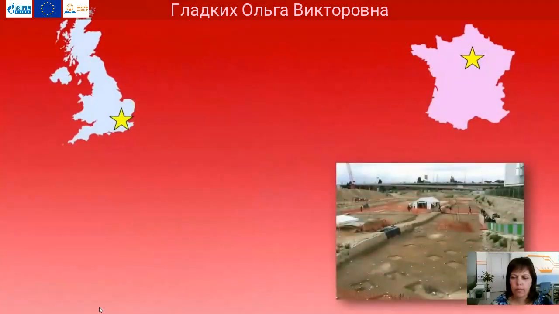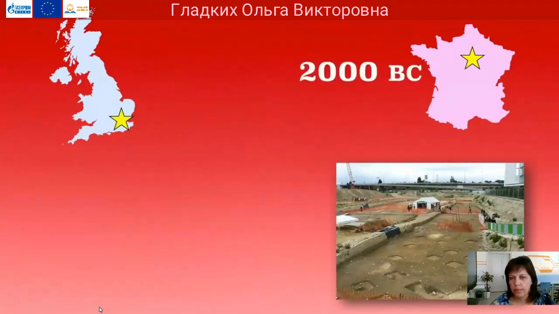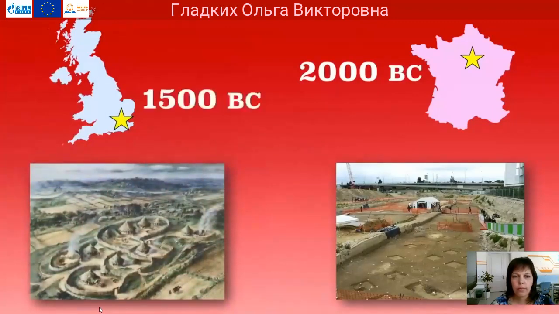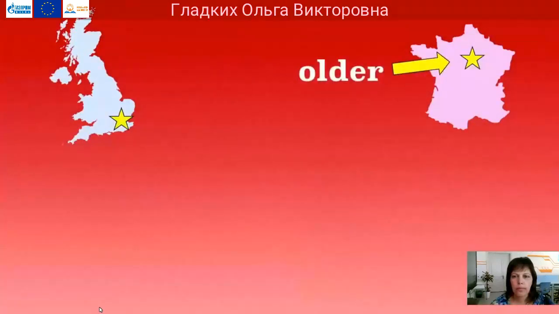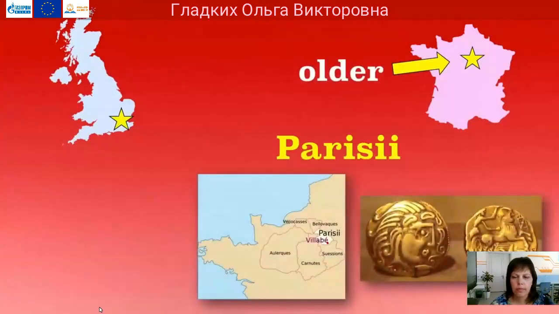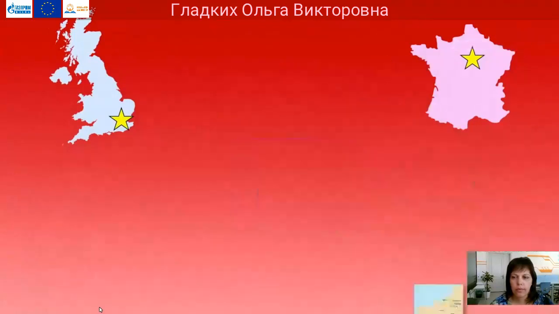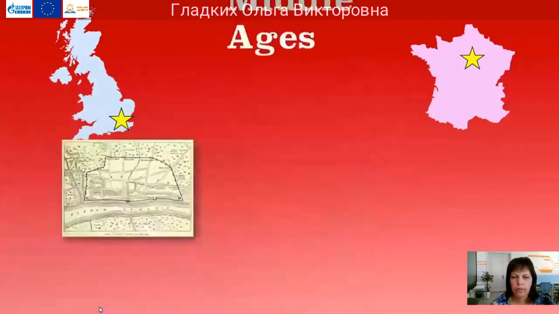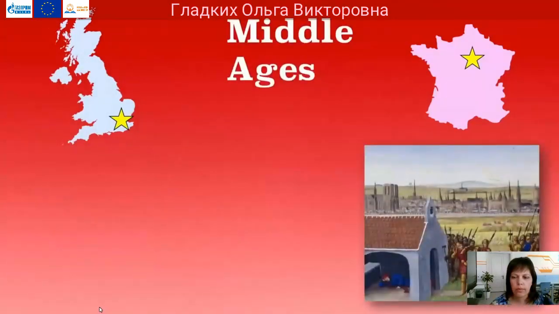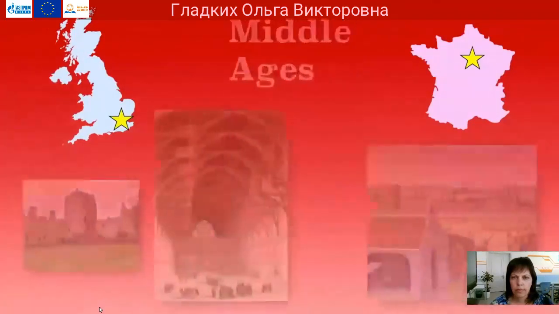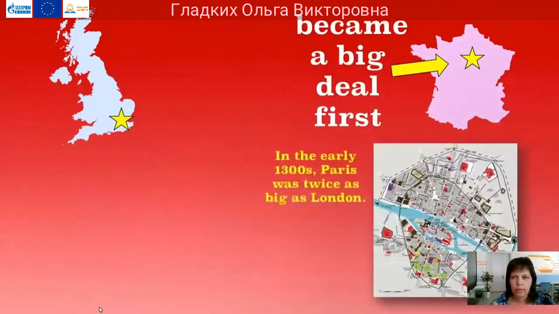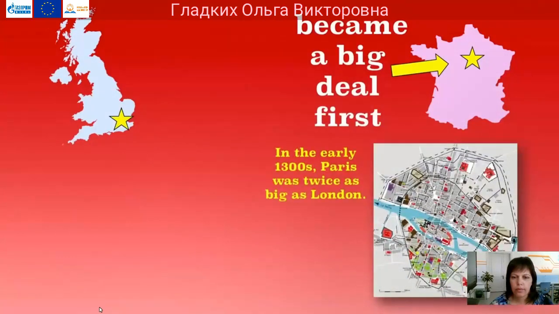Regular settlement in Paris goes all the way back until at least 2000 BC, whereas the London area appears to be first settled around 500 years after that. Both used to be part of the Roman Empire. Paris is older than London. A Gallic tribe known as the Parisi established what would later be called Paris around 250 BC, while the Romans established London in 50 AD. By the Middle Ages, Paris had become the most important commercial center in France, and London had become the most important commercial center in England. However, Paris rose more quickly. In the early 1300s, Paris was twice as big as London.